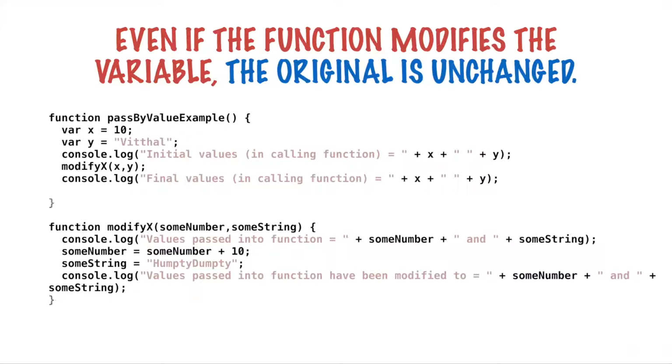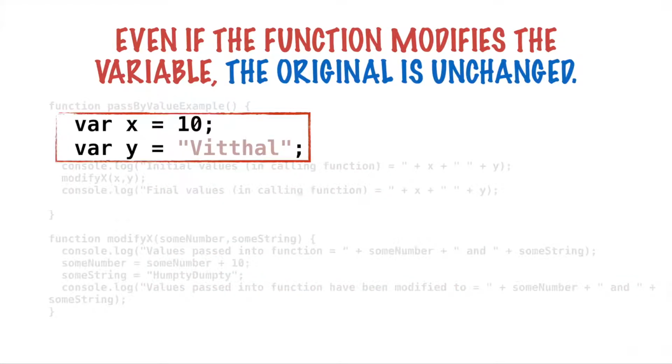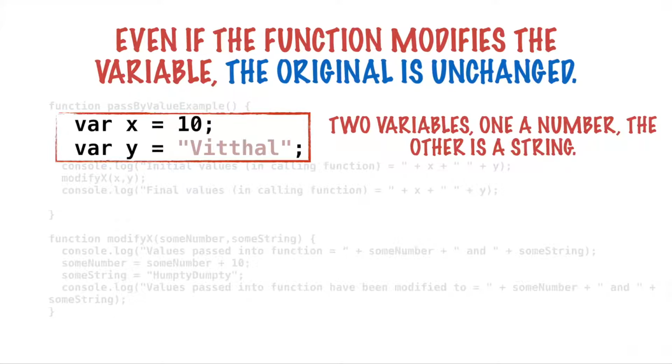As usual, we'll step through and explain what this code does in simple units. We'll start at the very first step where we declare two variables. One is of type number, that's the variable x equal to 10, and another is a string, var y is equal to Vitthal. So there are two variables, one is a number and the other is a string.